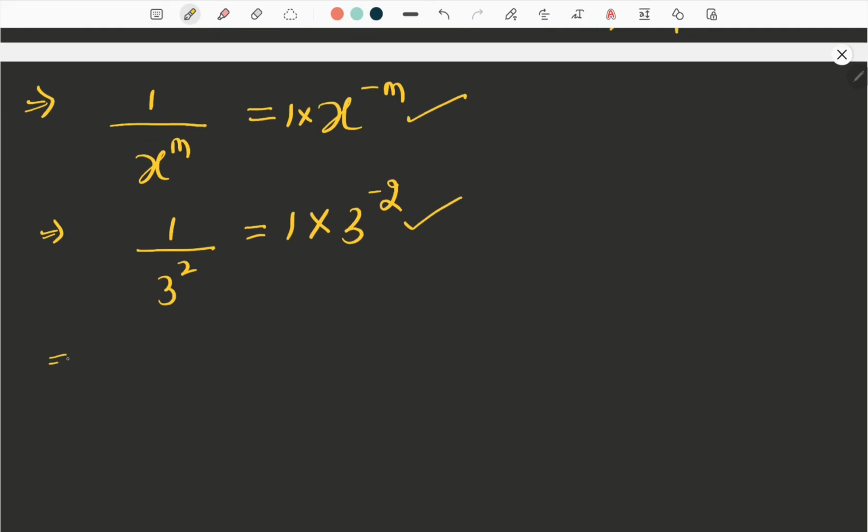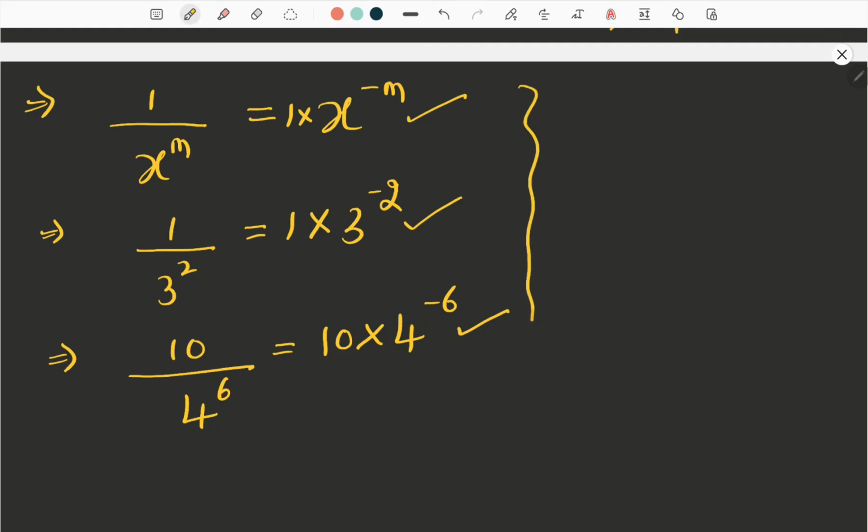Alright, if something is like 10 divided by 4 to the power 6, how can you write? You can write it as 10 into 4 to the power minus 6. It is not necessary that you have to write it all the time like this only. I am telling you ways of writing. For example, one more example, 2 to the power 2 is there. If nothing is there in the denominator, 1 will be there. You can definitely reverse it and write it like 1 divided by 2 to the power minus 2.